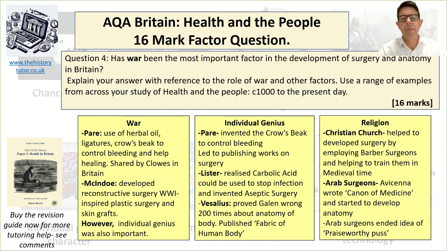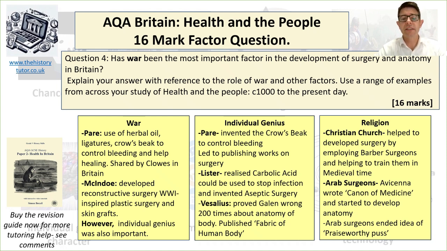We've also got a bit of a however that these people could be considered individual geniuses, of course. So war has led to their changes, but they're also geniuses in some ways. So therefore, you could link to individual genius second paragraph in Pare. You've got crow's beak. He's invented that from nowhere, come up with that idea himself. That is a sign of genius.